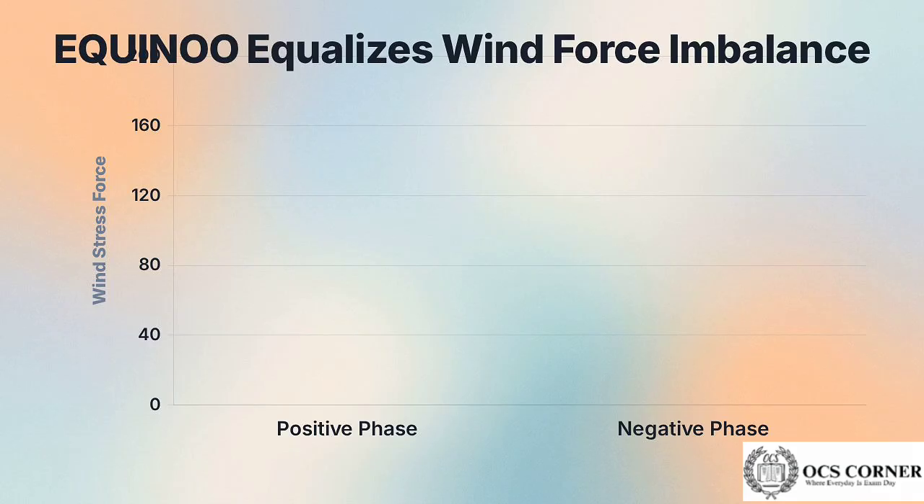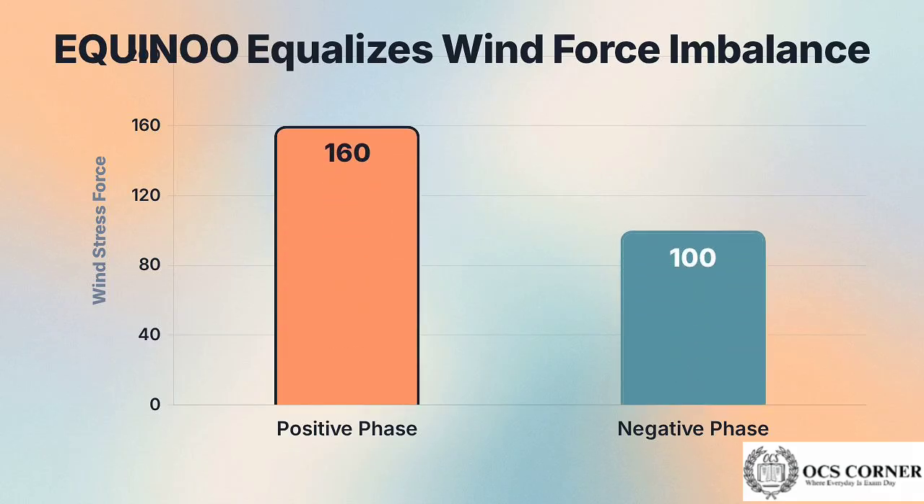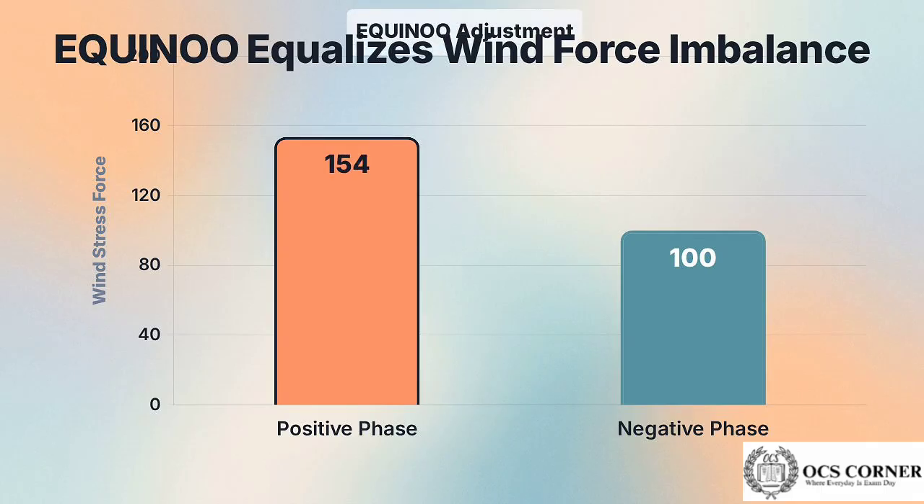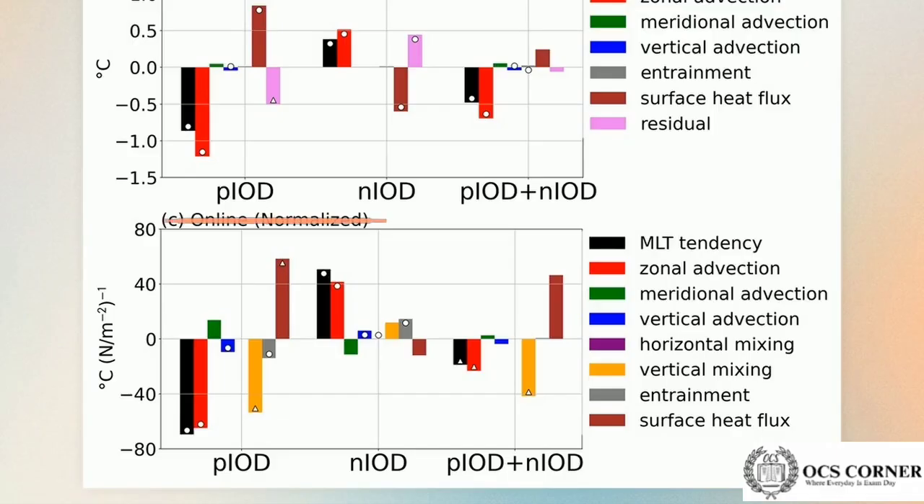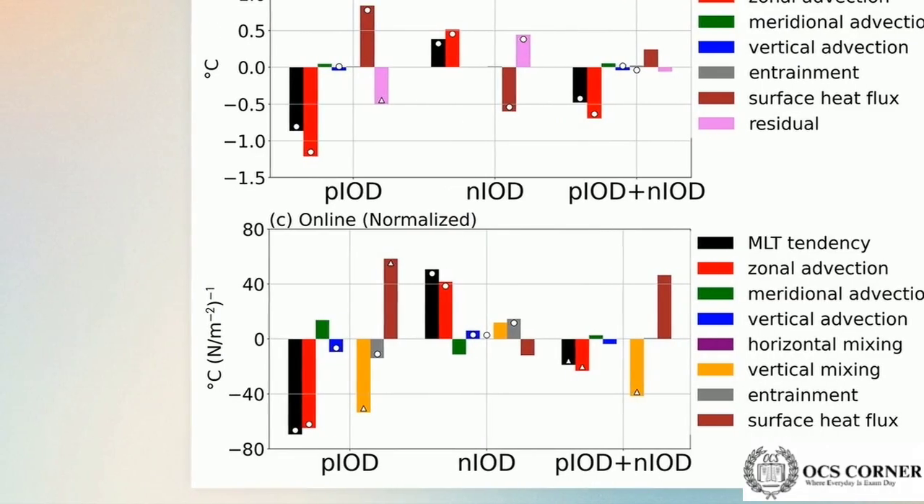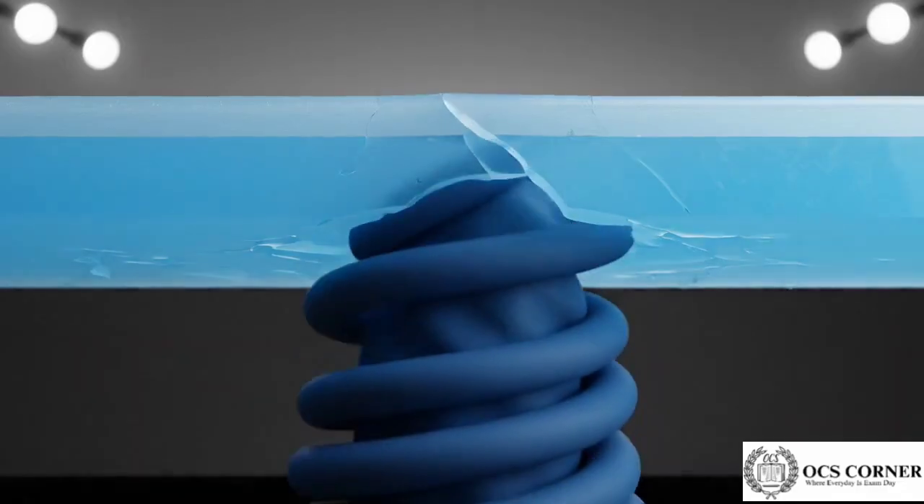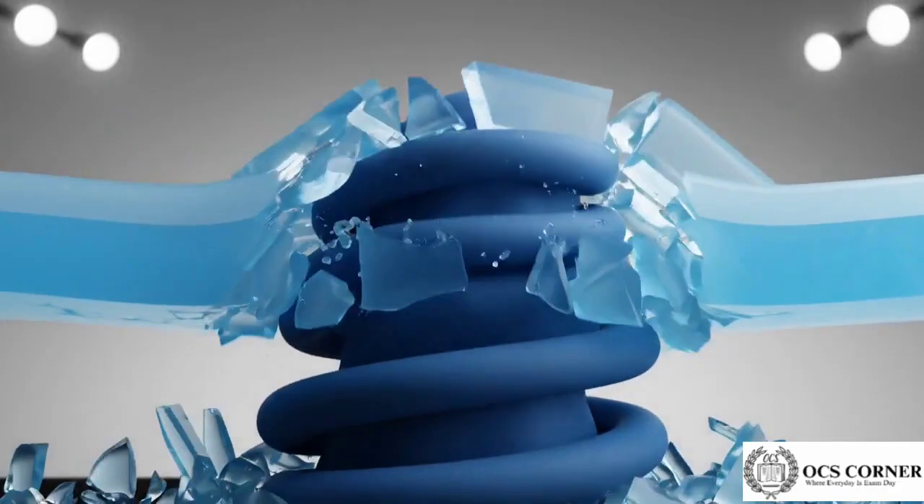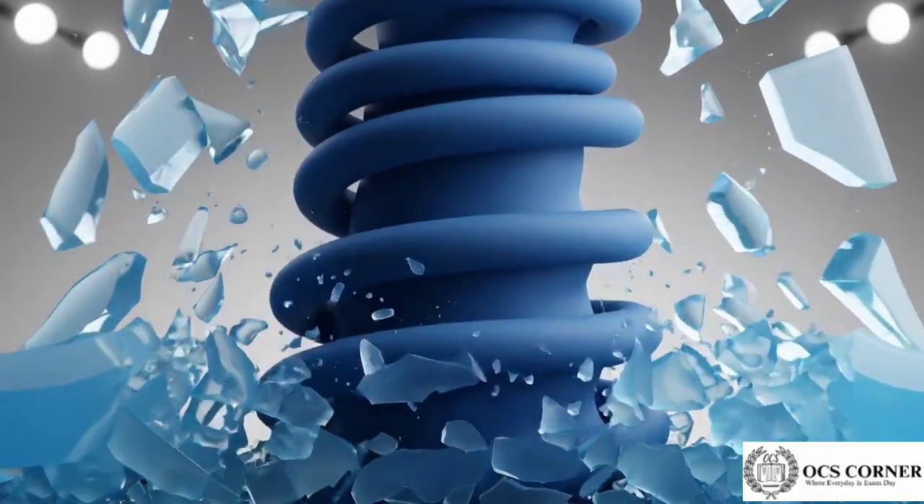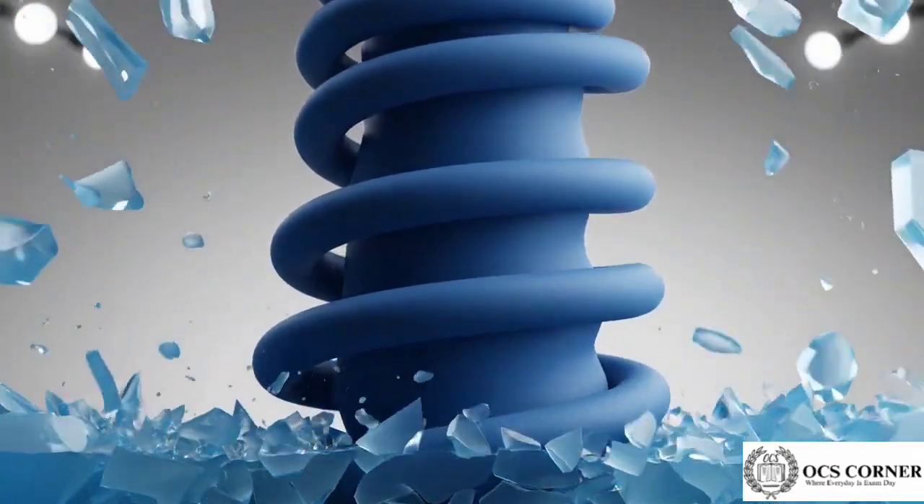Researchers tested this by using the Equi-Nu index to normalize the heat budget against the actual wind force. This chart shows the heat budget data after it has been adjusted to mathematically equalize the wind force between positive and negative phases. Even when the wind strength is normalized, the vertical mixing term, shown here in orange, remains disproportionately larger during the positive phase. This proves the ocean's thermal response is inherently nonlinear. Its internal mechanics amplify temperature extremes independently of atmospheric forcing.